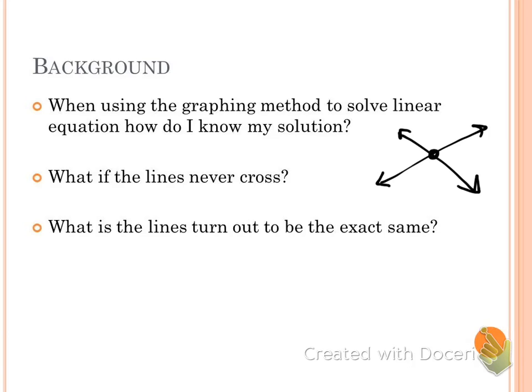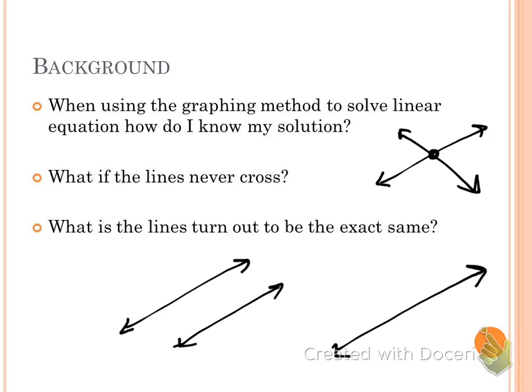But what if you go to graph and the lines that you draw never cross? Would there ever be a solution? No, there's never going to be a solution. What if you graphed the first line, and then you went to graph the second one, and you realized they're the exact same line? How many solutions would I have then?